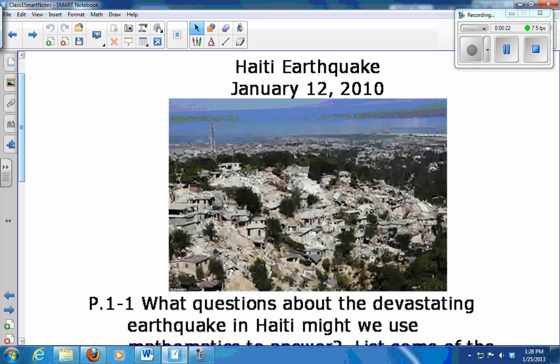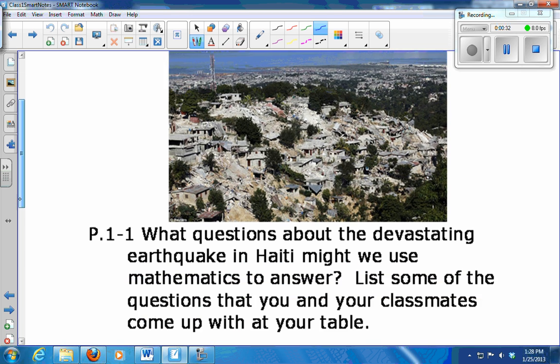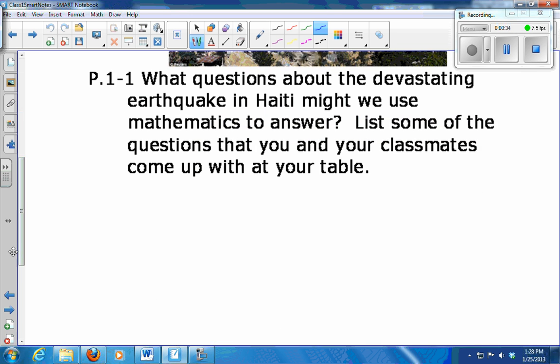So this is a picture of some of the aftermath after the Haiti earthquake in 2010. So what questions about this earthquake might we be able to use math to answer?